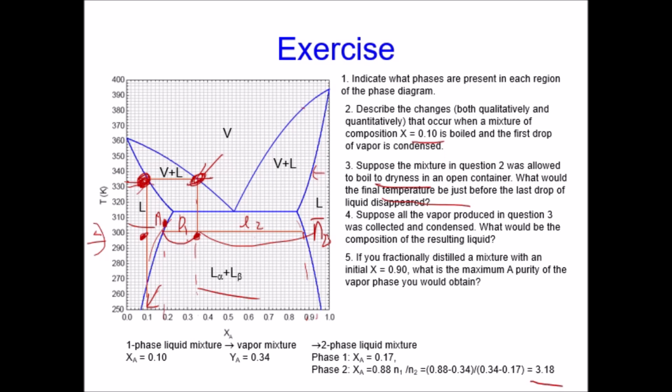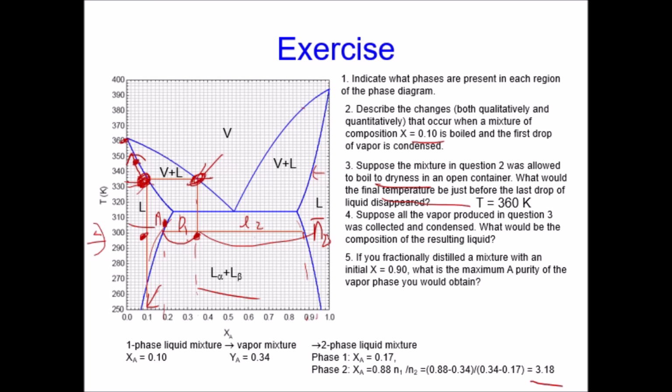Initially 0.1, after 5 minutes maybe it goes to here, 0.08, because more A has escaped. So you have less concentration of A, and with time it just approaches the left side until it becomes almost pure B, and the temperature is 360. So the answer is that the final temperature should be 360.